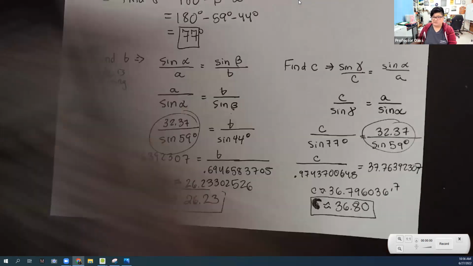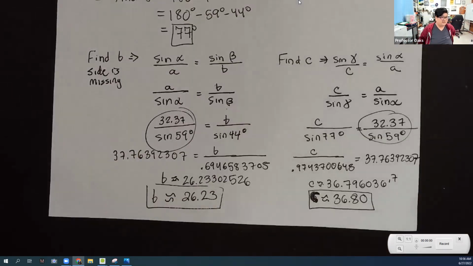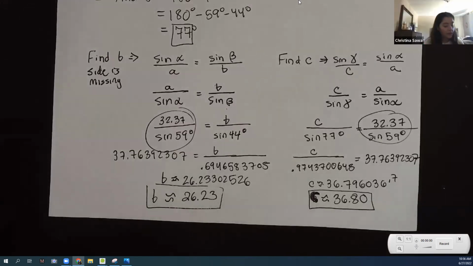So do you have any questions, Christine, or anything that you want to ask about with the law of sines? Because one of these is... oh yeah, go ahead. No, it's mostly just formulas. It's just keeping track of the bigger numbers. But I think it's going to be easy.